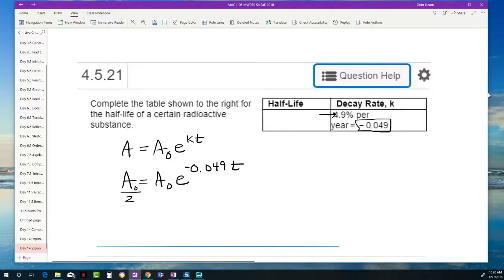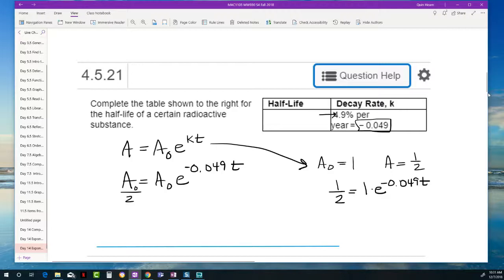But I just want to point out that you do have another alternative. Remember I said that it's going to work out the same no matter what your starting value is. So what if I used a starting value of 1? Then my ending value A would be half of that, or a half. So you could also just solve the equation 1/2 equals 1 times e to the negative 0.049t and not have to worry about those variables canceling out. It's just a little cleaner this way. So that's what I like to do.